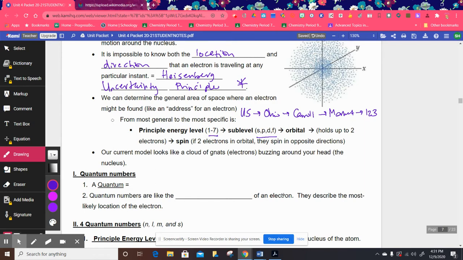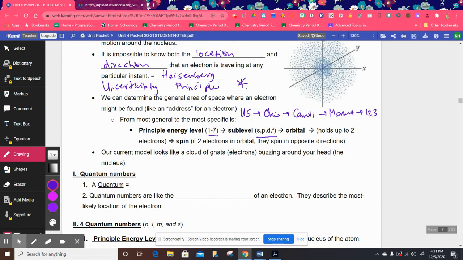Sublevel: s, p, d, and f. We colored those in on our periodic table. So you'll want to get out your periodic table and look at the back of it to the parts that we colored in with the s, p, d, and f sublevels. Then we can get more specific as to exactly what orbital the electrons are in.